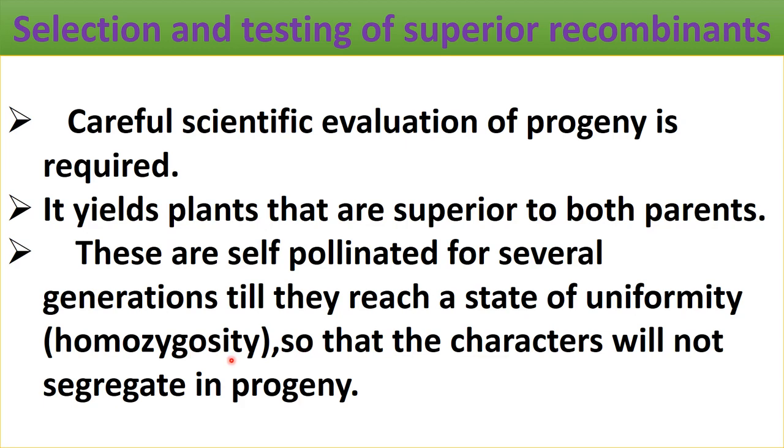So you know what will happen after the self-pollination? Due to self-pollination, there will be a state of homozygosity, means the good alleles which are responsible for the desirable characters will come in homozygous condition, right? After the self-pollination for several generations, a state of uniformity or homozygosity will be achieved, so that the characters will not segregate in the progeny.